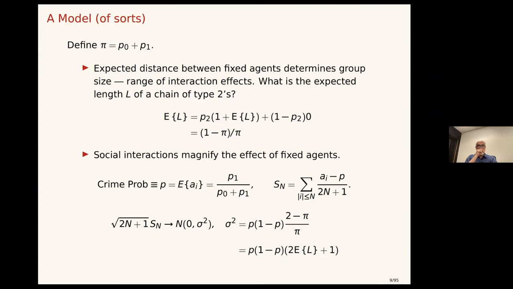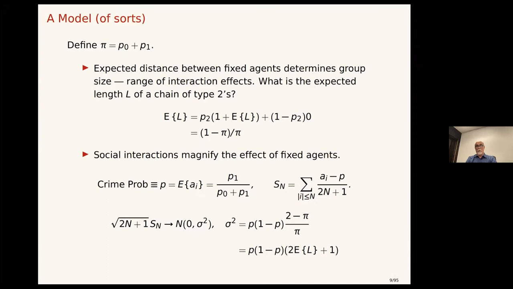This is straightforward. What's interesting though, is to look at the variance around the mean. So how do we do that? We look at the sums of the deviations from the mean and we normalize them in some way. And actually there is a central limit theorem that works here, that the square root of 2n plus 1 times the average deviations in fact converges to a normal random variable with mean zero and some variance.